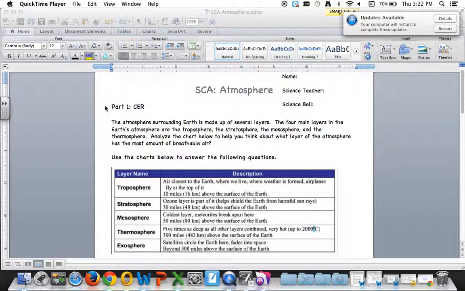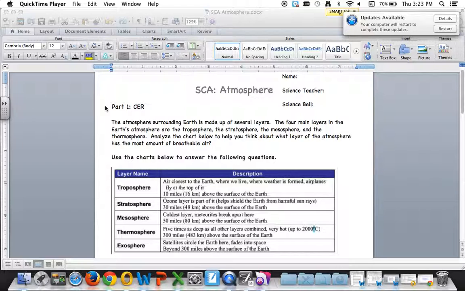SCA Atmosphere. Part 1, CER. The atmosphere surrounding Earth is made up of several layers. The four main layers in the Earth's atmosphere are the troposphere, the stratosphere, the mesosphere, and the thermosphere.